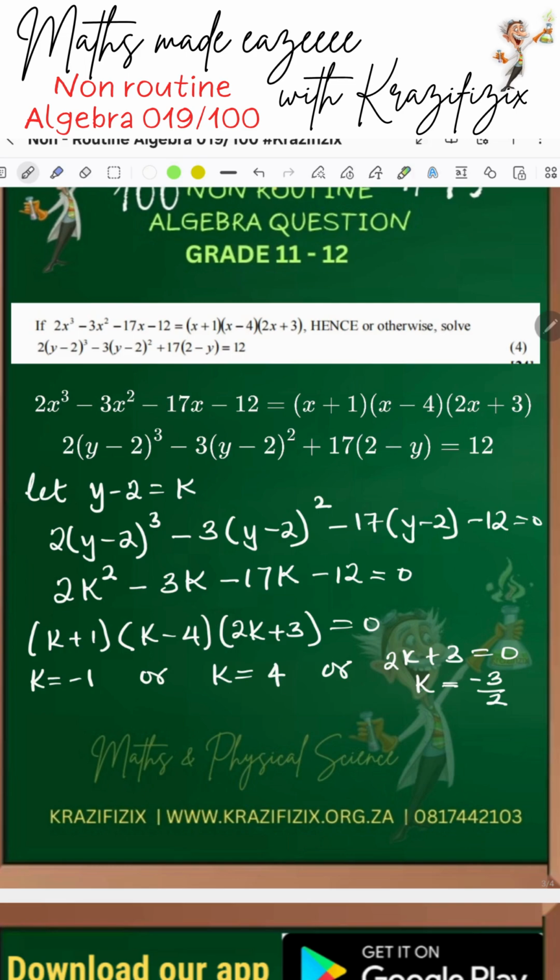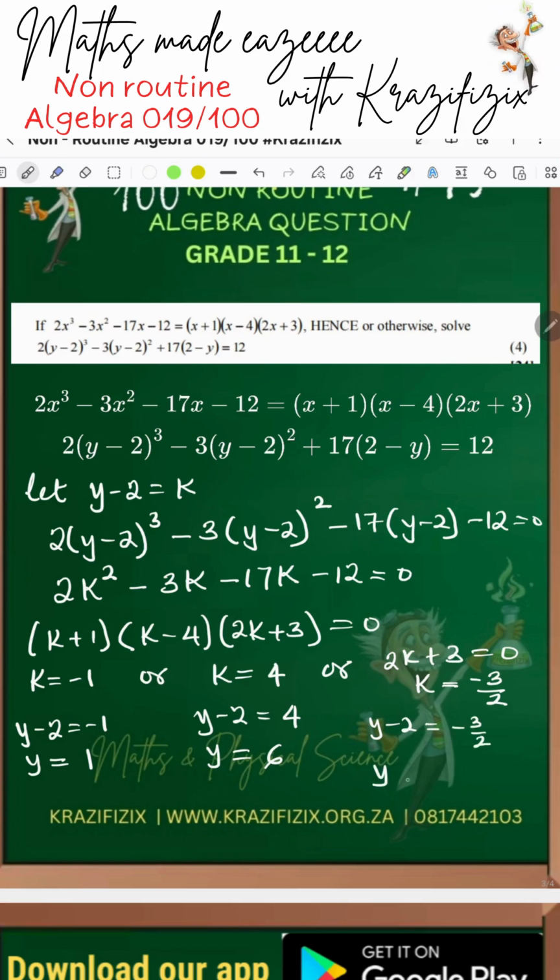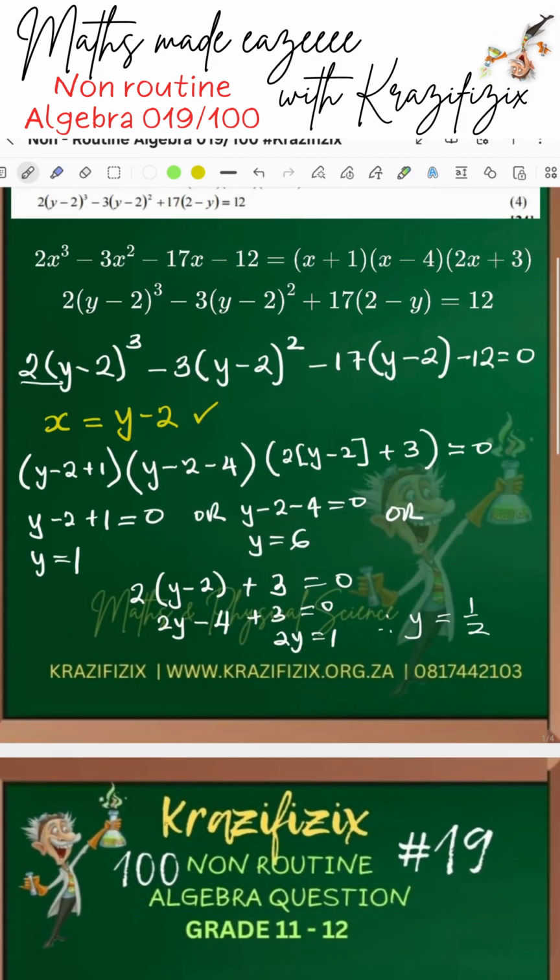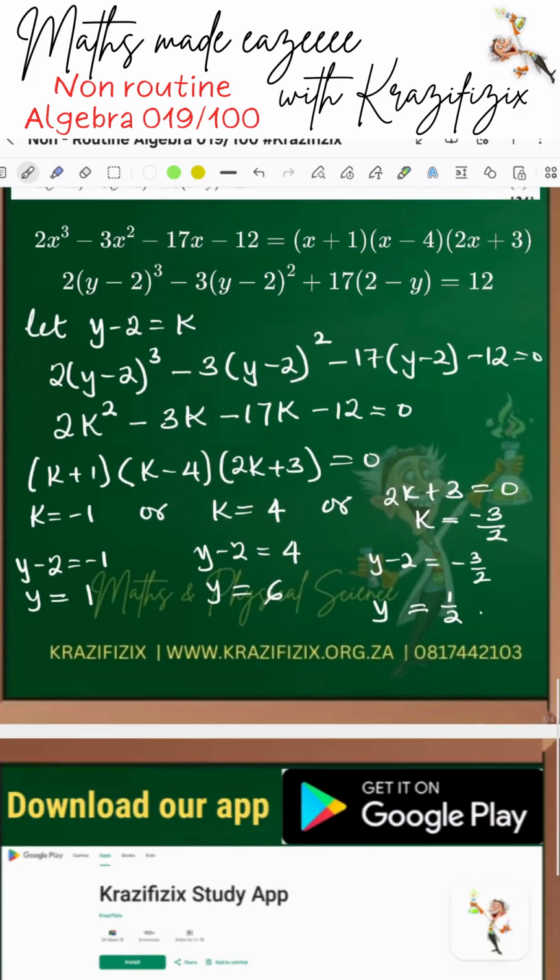But what is k? k is y minus 2. So y minus 2 equals -1. If we move the 2 over, 2 minus 1 would give us 1. Or y minus 2 equals to 4. Move that over, 6. Or y minus 2 equals to -3 over 2. Now, if I move the 2 over, I'm going to have 2 minus 1.5, which will be half. And that's it. I hope it makes sense. Our answers are perfectly the same with the other one. All right, y equals to 1, 6, or 1 over 2.